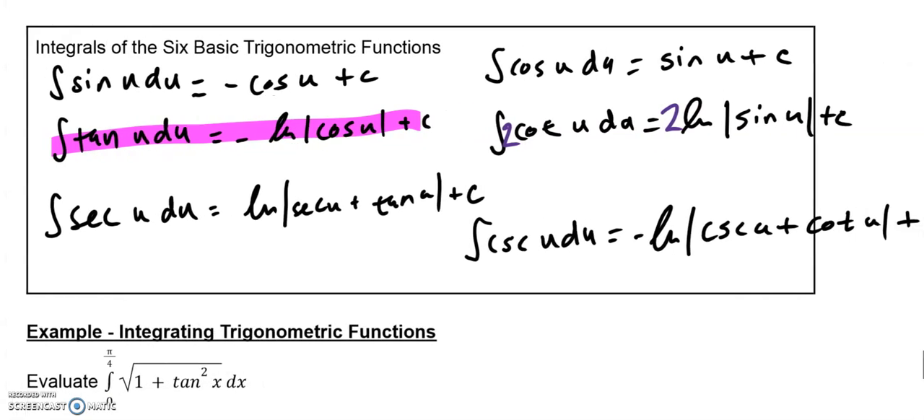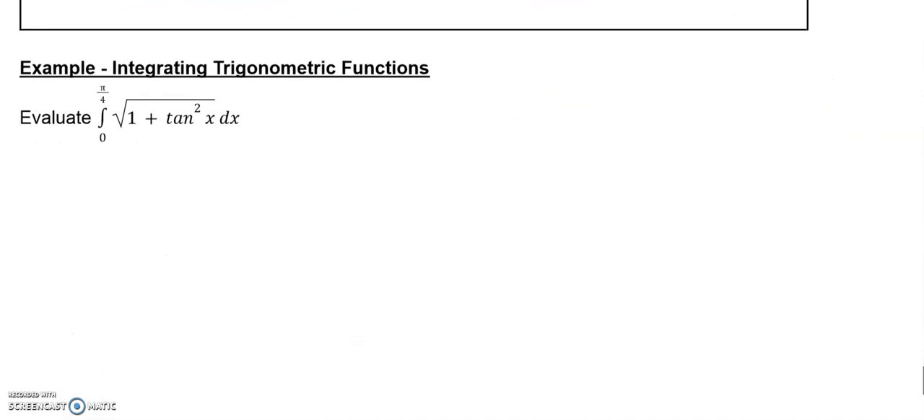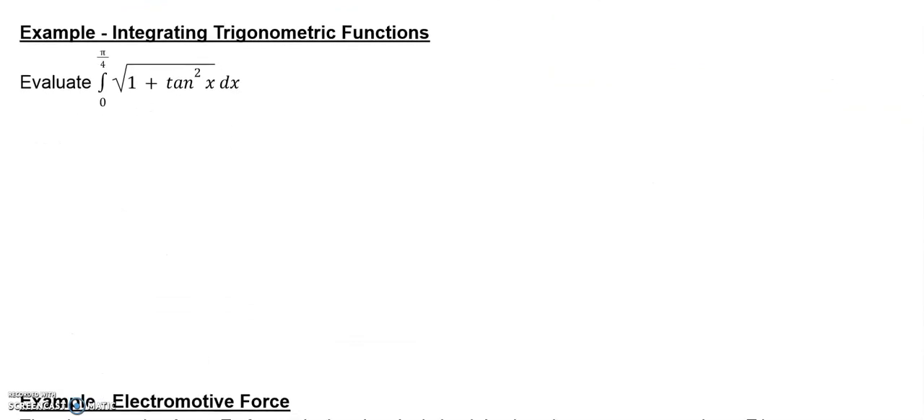Let's do an example using one of these. Here we have the integral of the square root of 1 plus tangent squared. And if you remember, 1 plus tangent squared, right here, you're going to use the fact that this is equal to secant squared, because now, instead of having u as 1 plus tangent squared, then we can look at just integrating the secant squared.